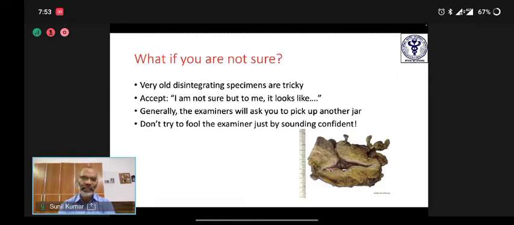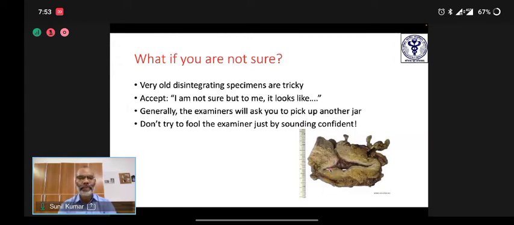Generally, they are generous and they will say, okay, no problem, you can pick up another one, if they agree with you that yes, this is a confusing specimen. So you'll be given a chance about that. That much you can expect, and generally examiners are that liberal and considerate. But the rider is that you should not sound so confident on a wrong point, trying to sell your diagnosis and trying to fool the examiners. No, sir, you cannot do that.